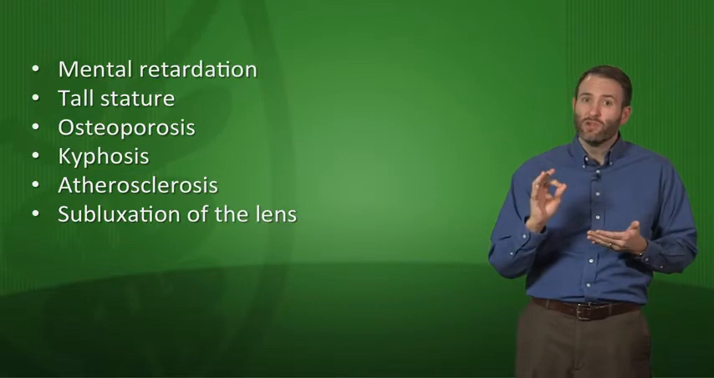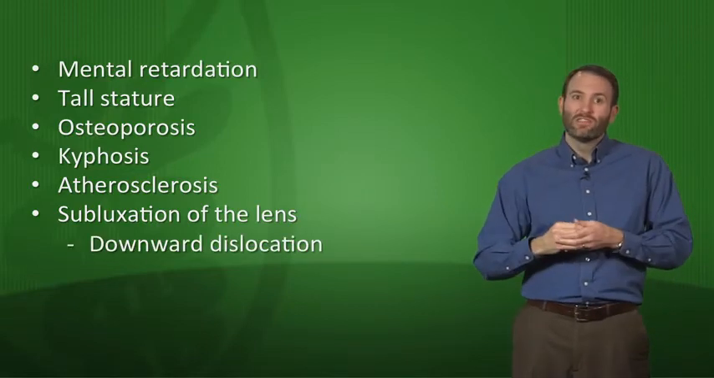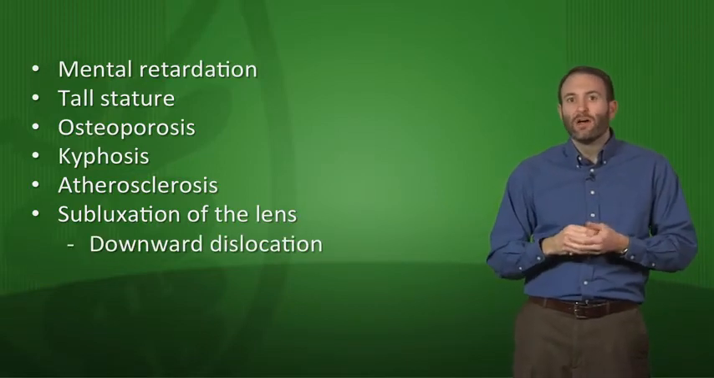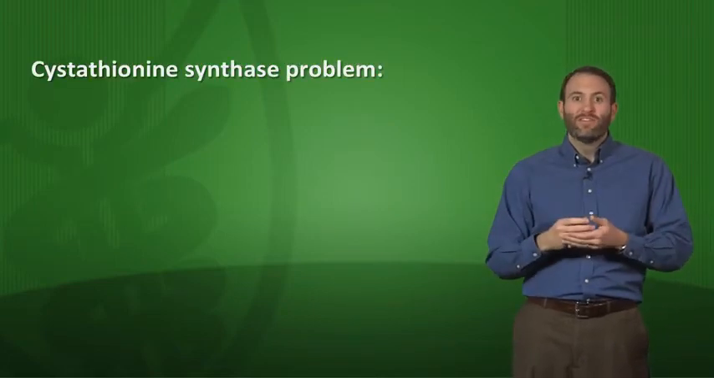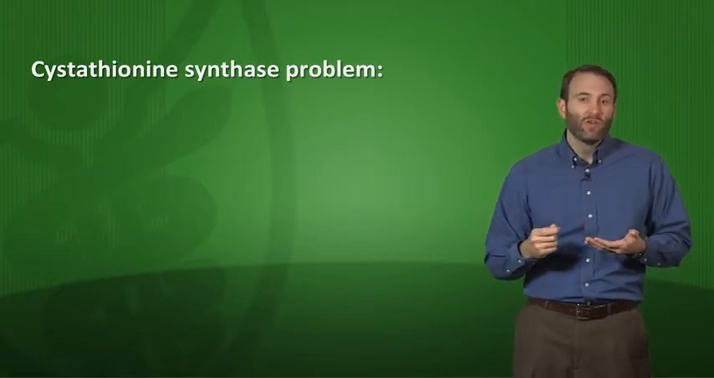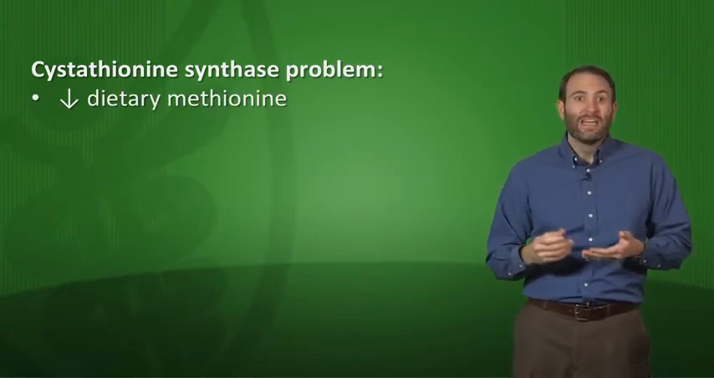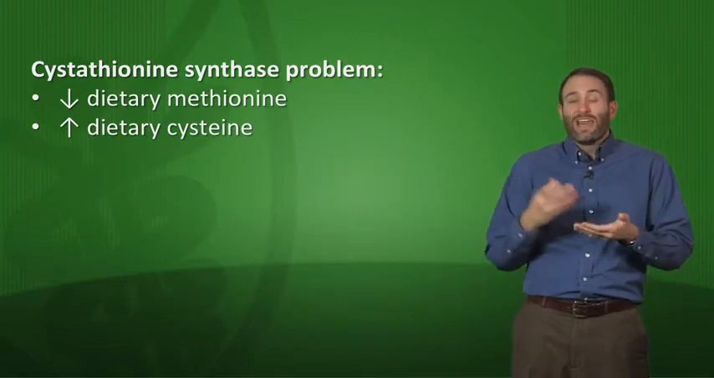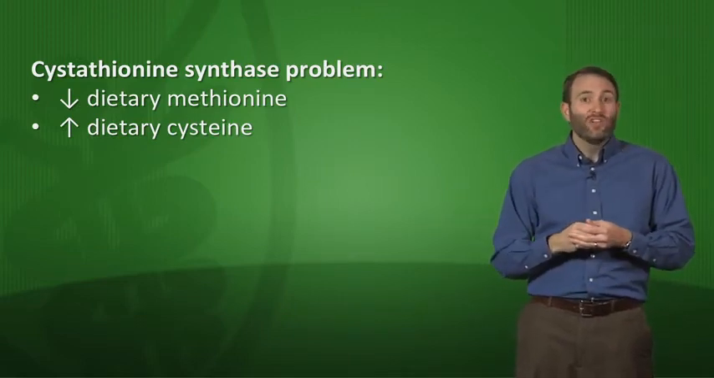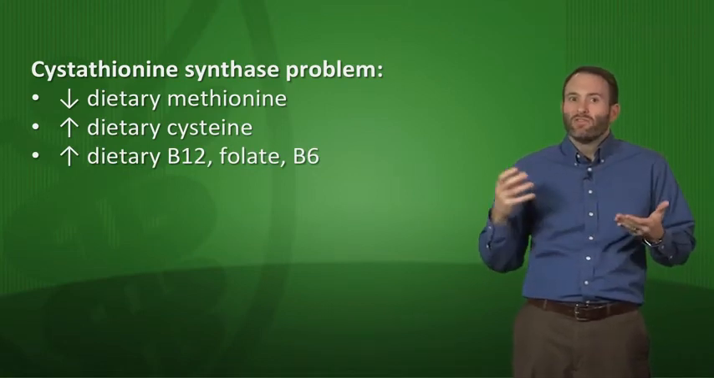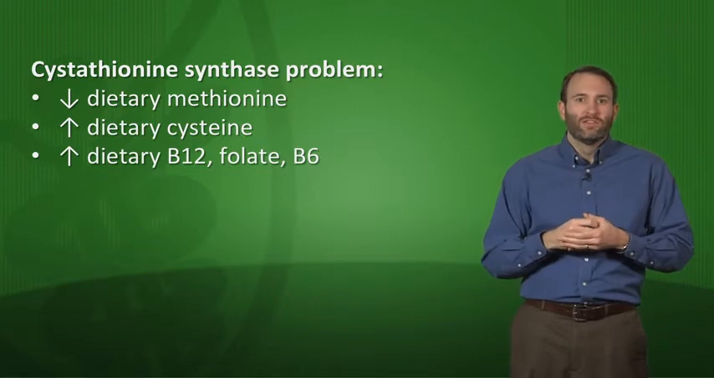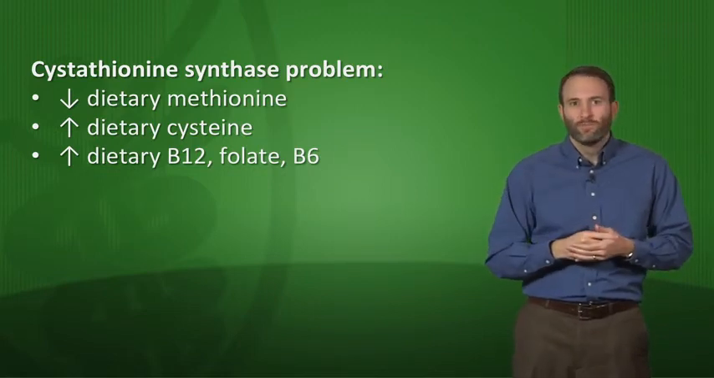Now, the one difference between the two is that we see a downward lens dislocation in homocystinuria, and in Marfan's, we see an upward lens dislocation. So how do you treat homocystinuria? Again, you have to know the metabolic pathway, and you have to go around the metabolic pathway. So if it's a cystathionine synthase problem, then you're going to want to decrease methionine in the diet. You're going to increase cysteine in the diet because then you can't actually produce that further down the pathway. And then also you need to be increasing B12, folate, and B6 especially in the diet. So the diet should be very high in those extra vitamins in that scenario, and then add on cysteine. That's the other big one.